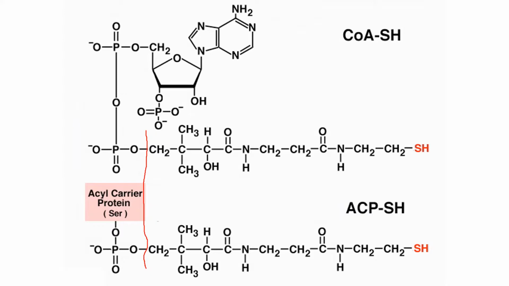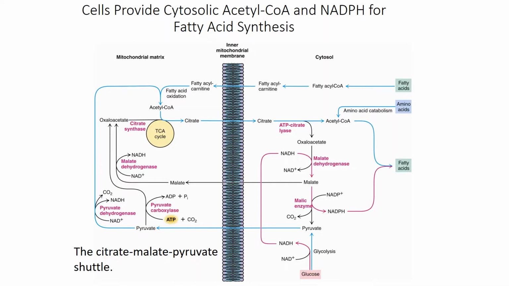In coenzyme A, we have an ADP residue, whereas in our acyl carrier protein, ACP-SH, we have a carrier protein attached to this point. This protein is attached through a serine residue. And I guess that's about it for this slide, and moving on.